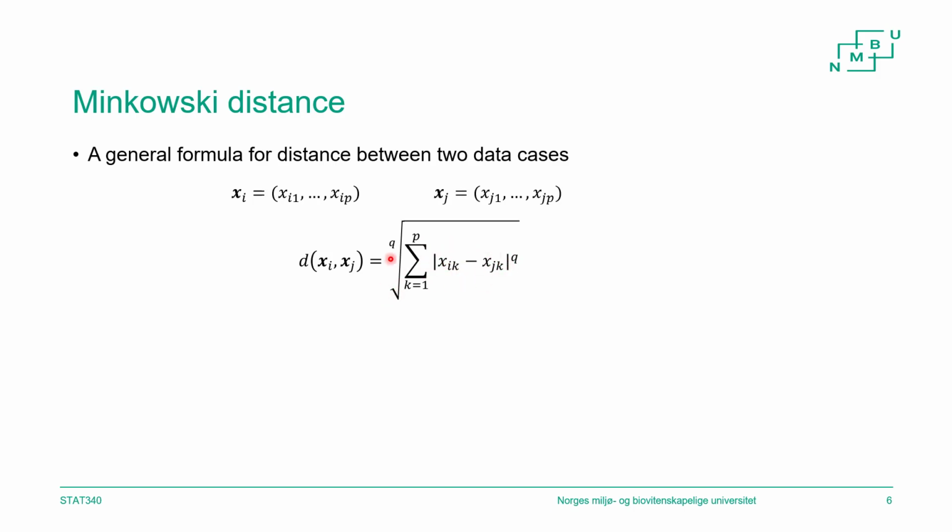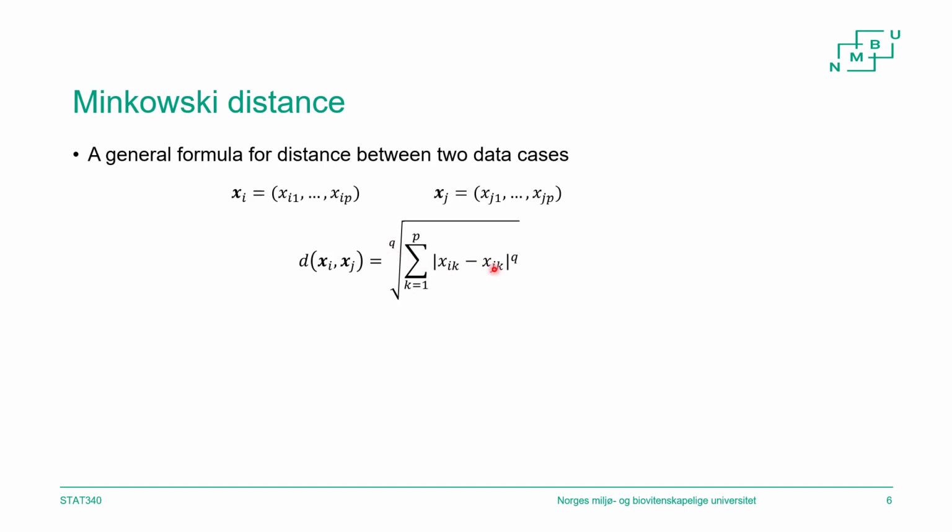And when we have done that, we take then the q root. So it's the same q here as here, right? So we take the q root again of this. And this is because we did the q power inside here, right? So this is the general Minkowski formula, you could say.